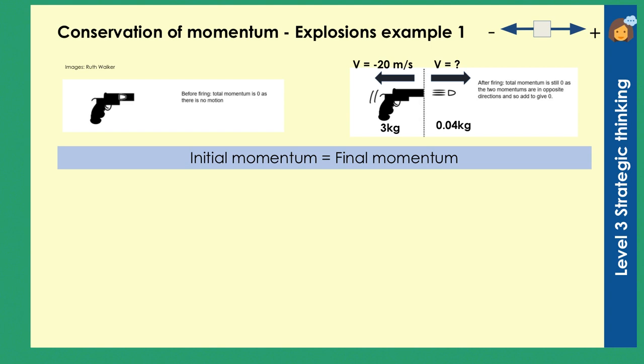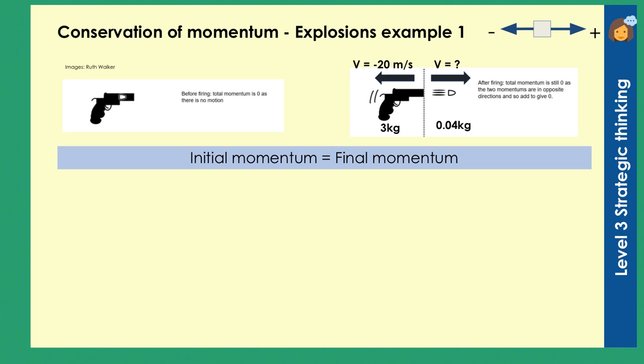The problem that we're trying to predict here is how fast the bullet is moving. We're going to assume that this is a closed system, which means we imagine that these two objects are isolated. So we only consider the gun and the bullet, what's happened before and after it's being fired.